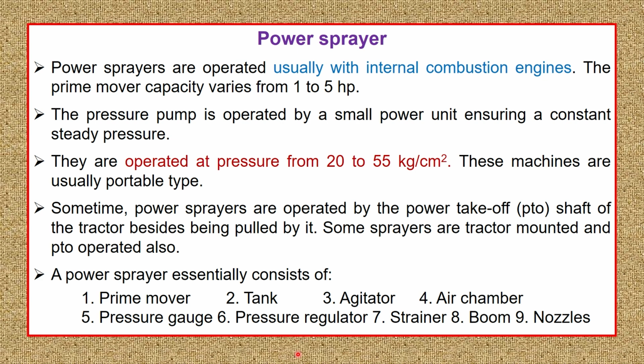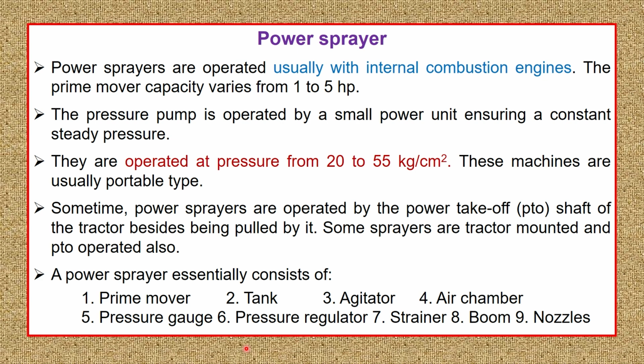In case of a power sprayer, the essential components are the prime mover, tank, agitator, air chamber, pressure gauge, pressure regulator, strainer, boom, and nozzles. The prime mover is nothing but the power source, any power unit which is supplying power for the pump and other accessories, rotating parts or moving parts. Tank is to hold the chemical solution.